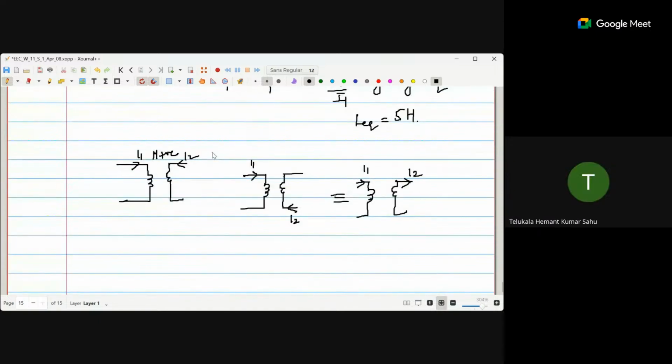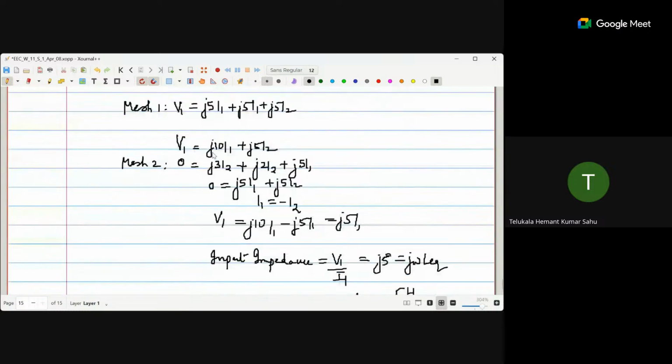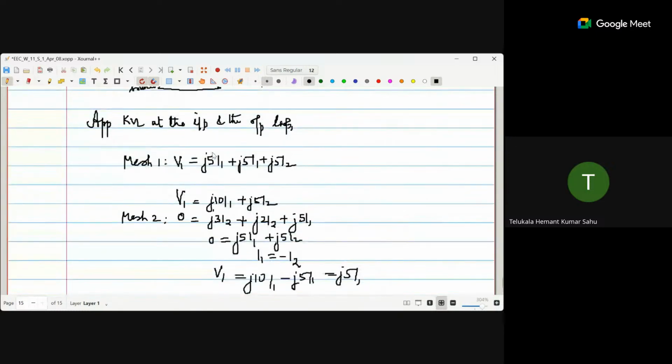Ma'am, please scroll up, ma'am, for the mesh 2 equation. Please scroll down.